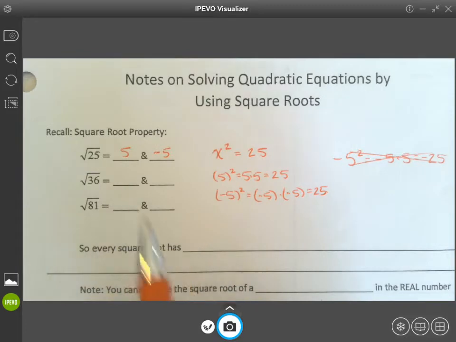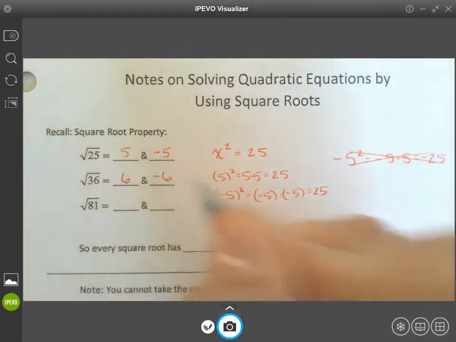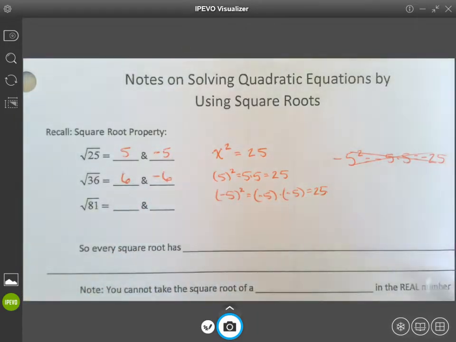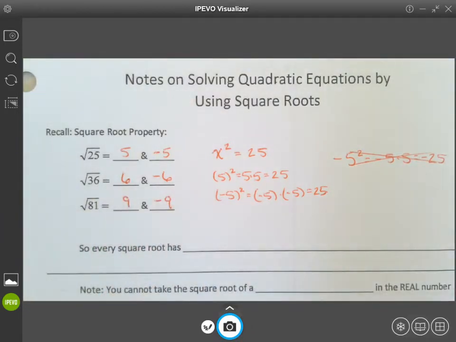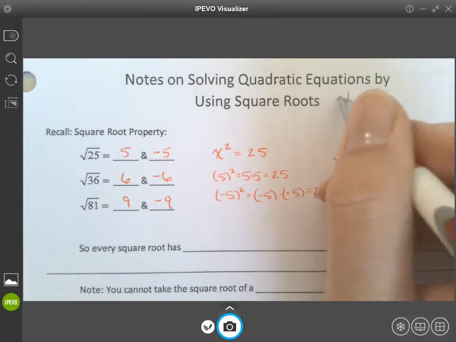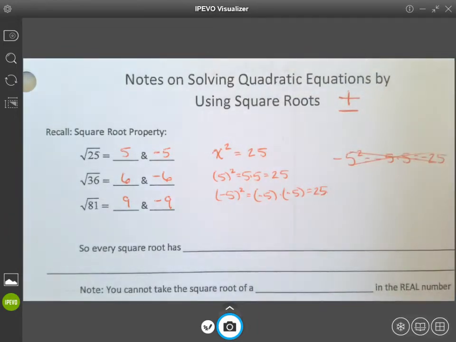So when I ask for the square root of 36, most of you could say 6. But what else could I square and get 36 with? Negative 6. What's the square root of 81? 9 and negative 9. So what I need you to put on the top of your paper is a big plus minus sign. That is your reminder. Maybe you put it on your note card.